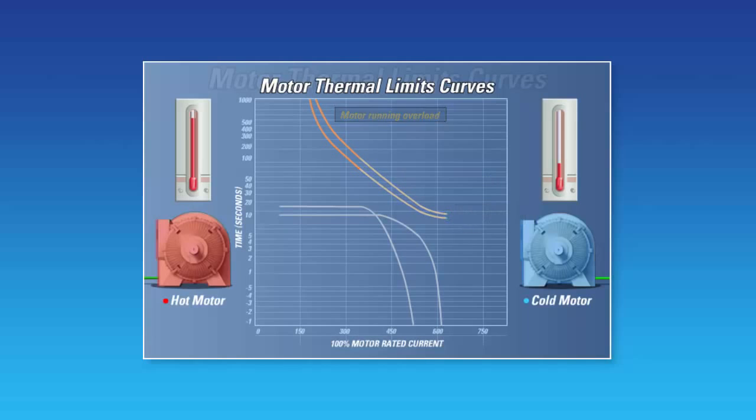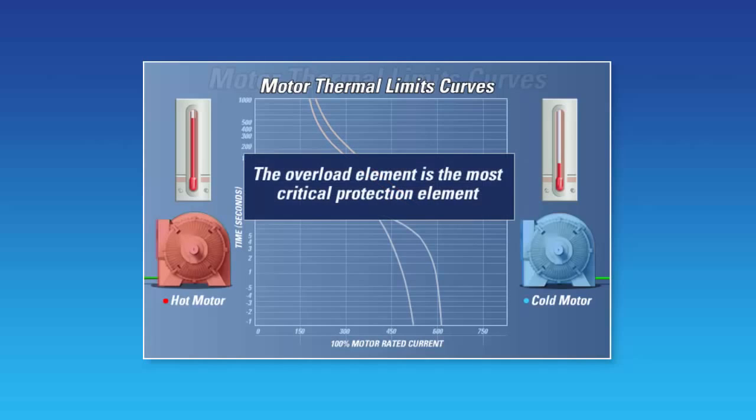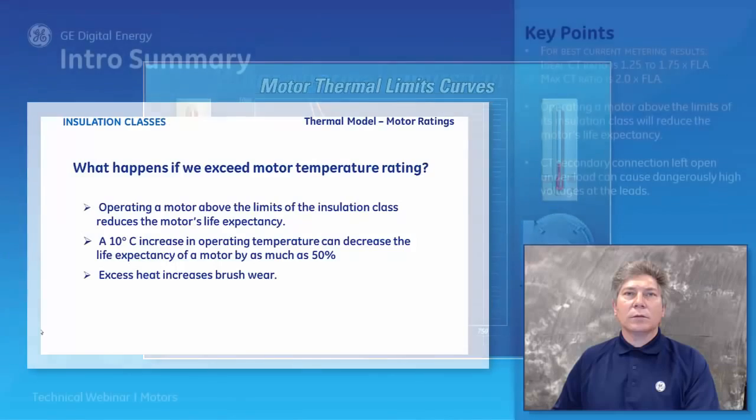For most motors, the motor thermal limits are formed into one smooth, homogeneous curve. The relay's overload element is the main protection element and is the most critical to motor protection. It is always active and cannot be shut off.